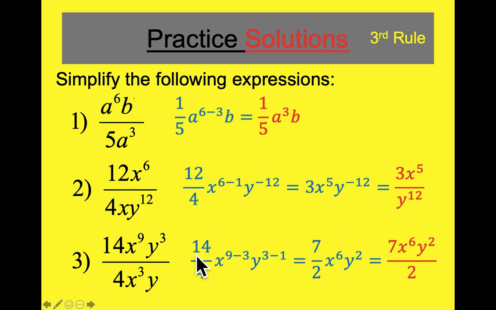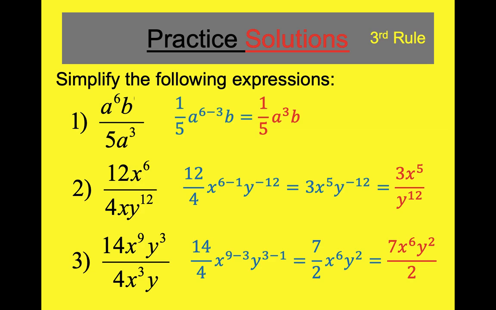Then the one on the bottom, we bring the constants together, 14 over 4. We combine the x terms by subtracting 9 minus 3 on the x exponent. Then for the y exponent, it's going to be 3 minus 1, since this is an implied y to the 1st. Simplifying, we get 7 over 2, x to the 6th, y to the 2nd. And then rewriting it, we drive the 2 to the denominator, and our final answer is here in red.